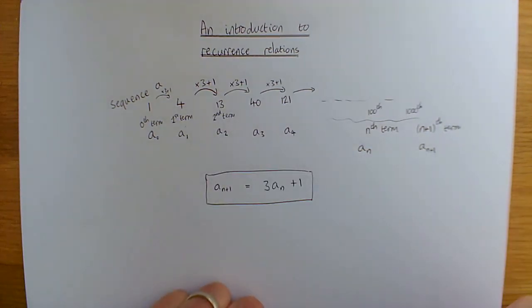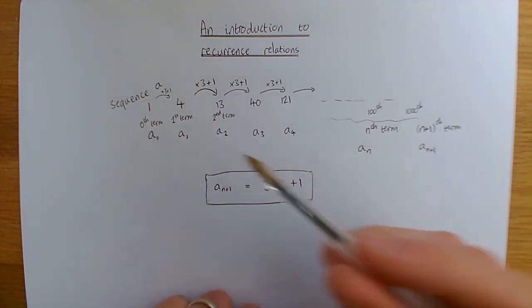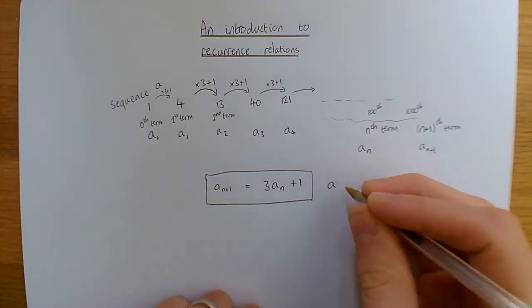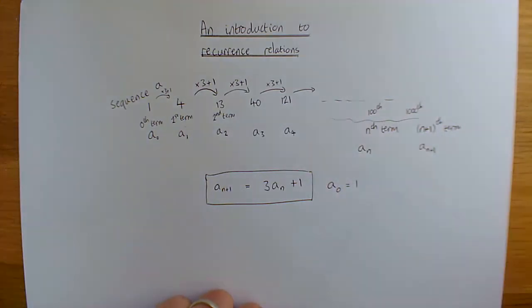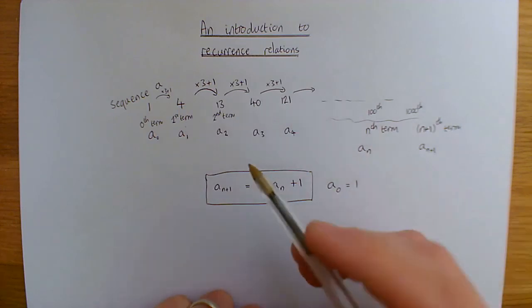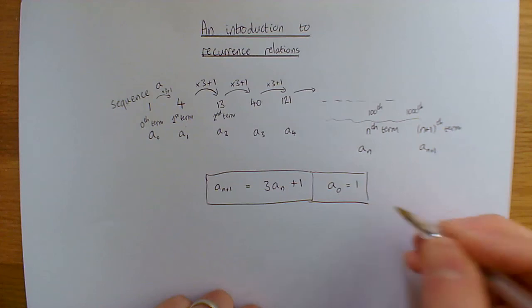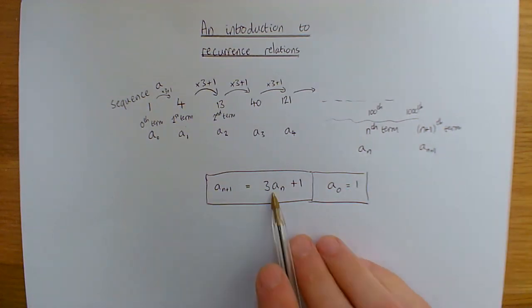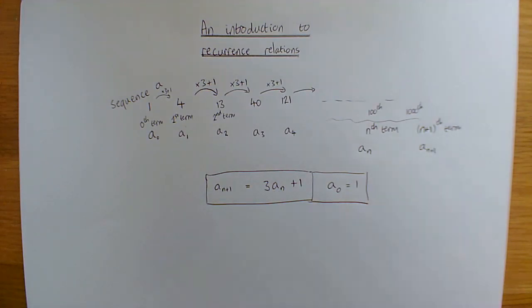Now there's one other thing that we need to know for a recurrence relation, and that is one of the first terms. So this bit here is our recurrence relation, but to actually generate the sequence, you might need to know something like A0 equals 1, or you could be told A1 equals 4, and that would then let you generate your sequence. So you actually need both these parts to have a full recurrence relation. You've got to have the connection between the two terms, the current term and the next term, and you have to have some information about a starting term.